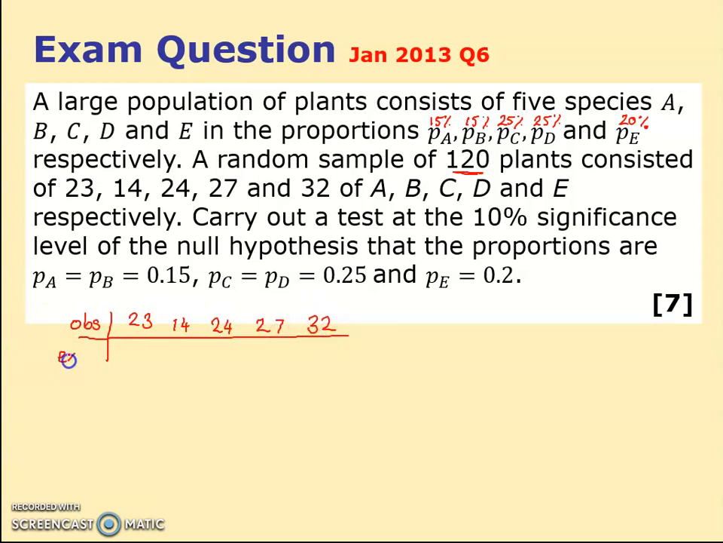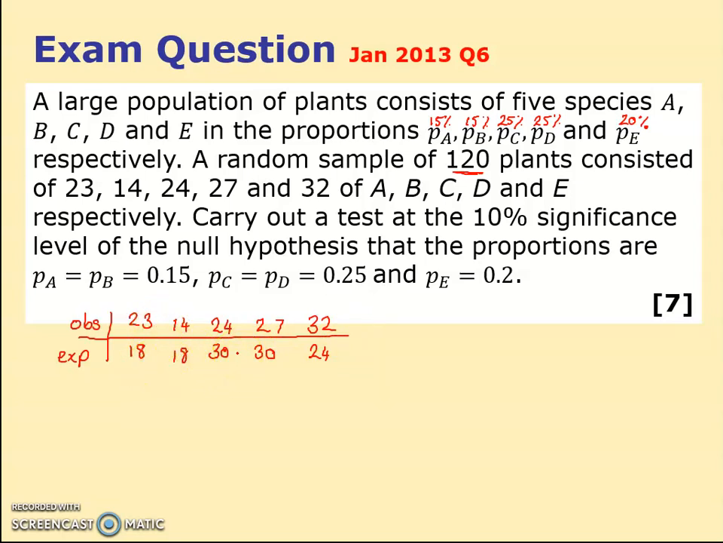And my expected data, well, I've got to do 15% of 120. Now 10% is 12, so that must be 18. And A and B were the same, they're 18. Now these are 25%, that's a quarter of 120, so that's 30 for both of those, and 20%, that's a fifth, which is 24, 36. So that, I think, works. Yes, it does.